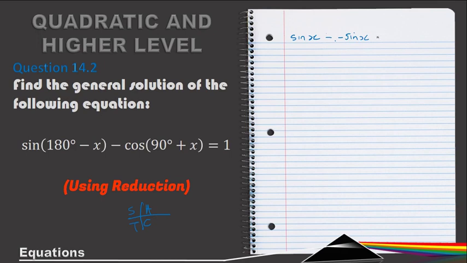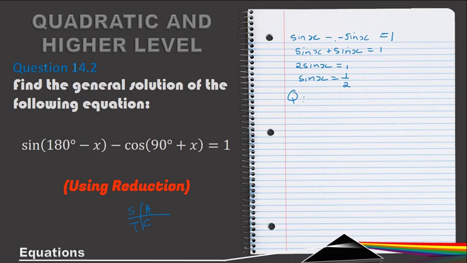So that's equal to 1. Now to simplify this side, this minus and minus multiplied together becomes a plus. So I've got sine x plus sine x equal to 1. Then this becomes 2 sine x equal to 1, and divide both sides by 2, so sine x is equal to 1 over 2. Alright, now solving for that is quite simple.